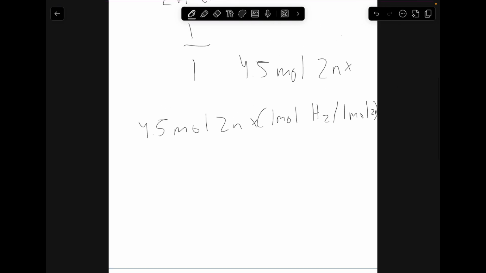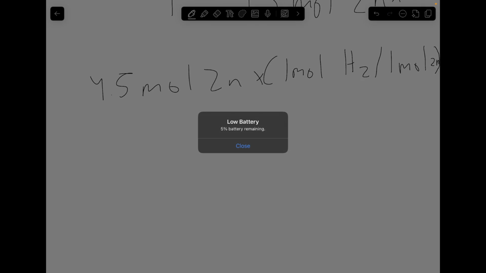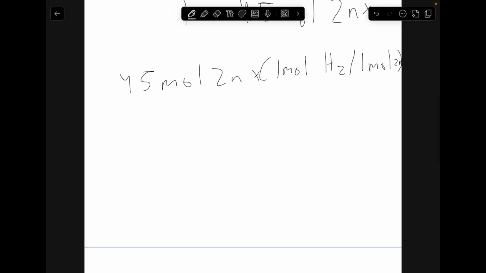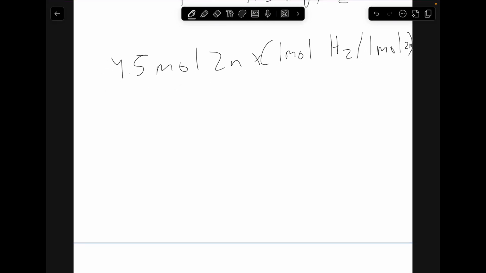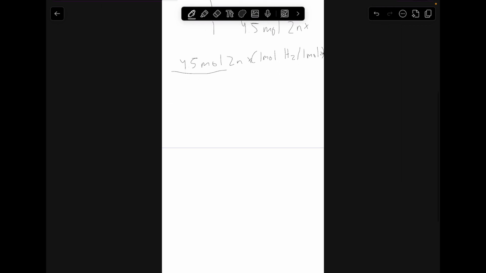All right, let me think here. Now we do the math. I have a calculator here by me, so 4.5 multiplied by 1 divided by 1 gives us 4.5 right here. So now we have to draw a slash line through mole and Zn on top and the bottom. So this just looks like this.